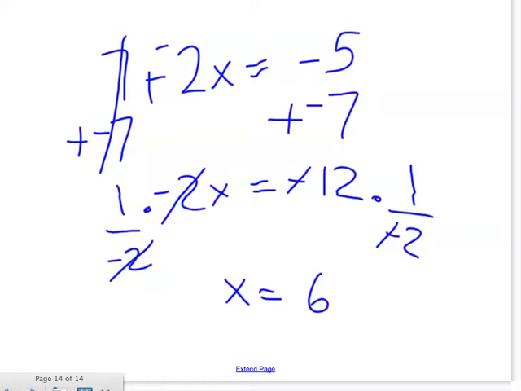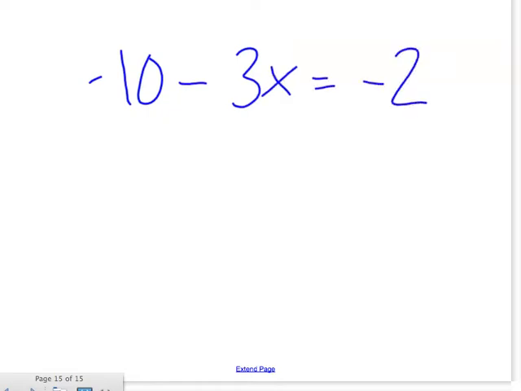All right, that's about it with the 1 and 2 step problems. Let me give you one more 2-step just to practice it, and then we'll be done. So I'm going to let you try this one on your own. We have negative 10 minus 3x equals negative 2. So go ahead and pause it and try it on your own and then hit play.